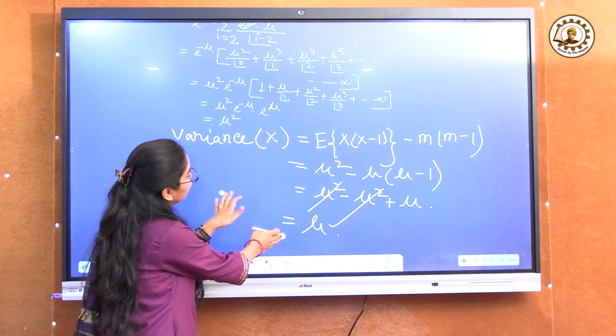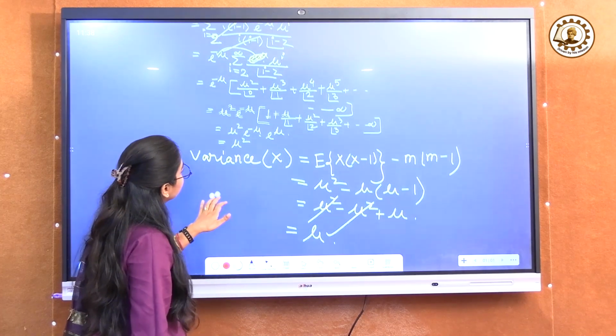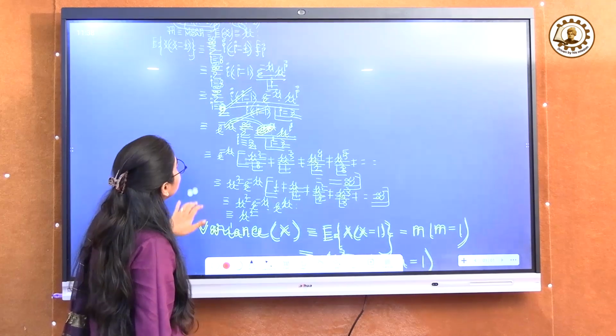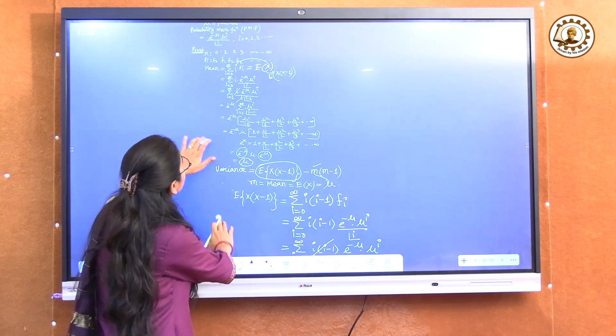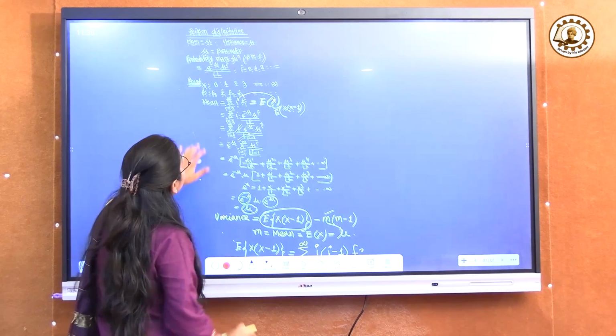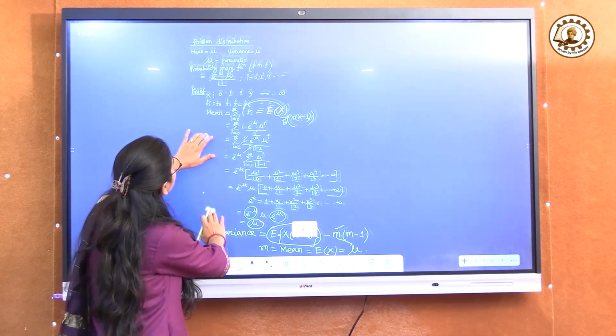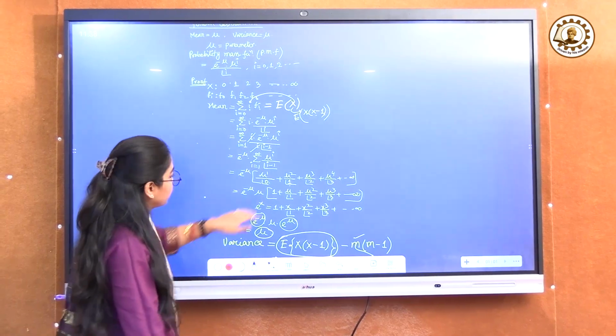So in this way you can prove that for the Poisson distribution, the variance and mean are equal, and the equal value is mu. This is a very important topic for your examination. So in this way you can prove.